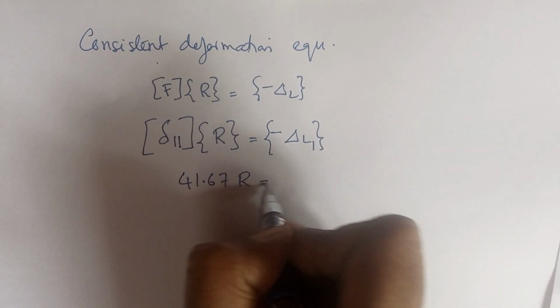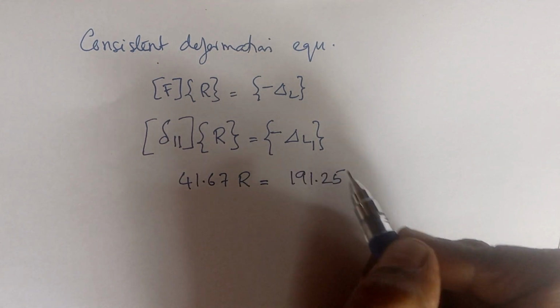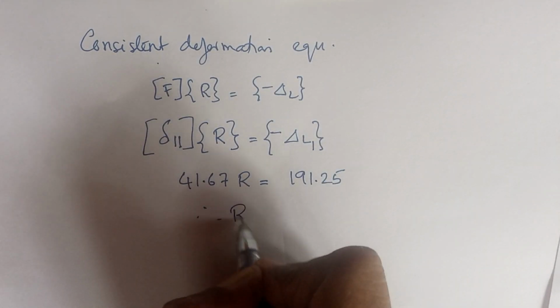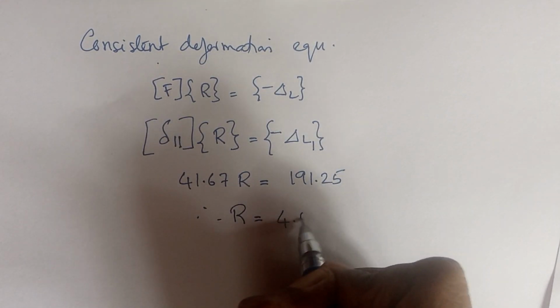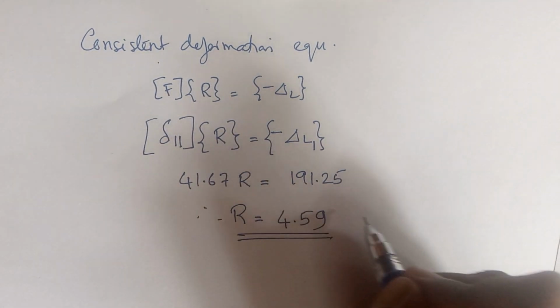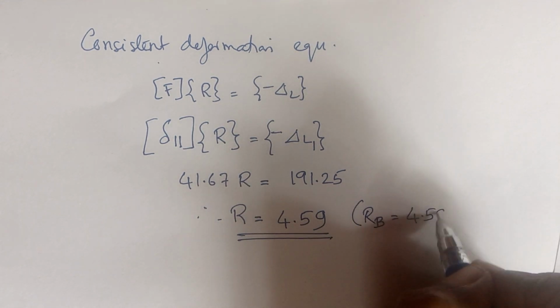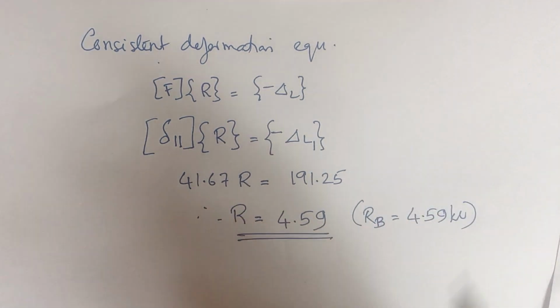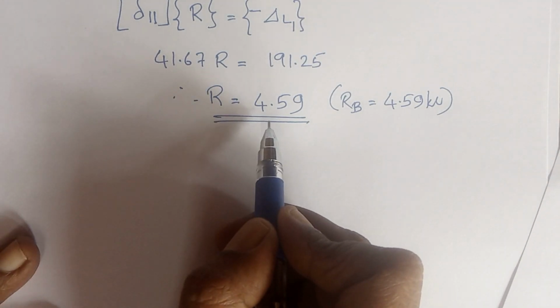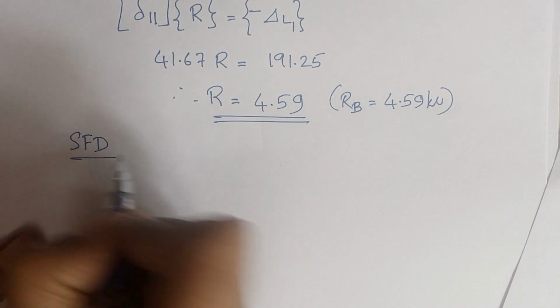Substituting the values, 41.67 R is equal to 191.25. Therefore, we'll get the redundant force as 4.59. That means the reaction at support B, RB, is 4.59 kilonewton. This is not the last stage. You have to draw the shear force diagram and bending moment diagram.